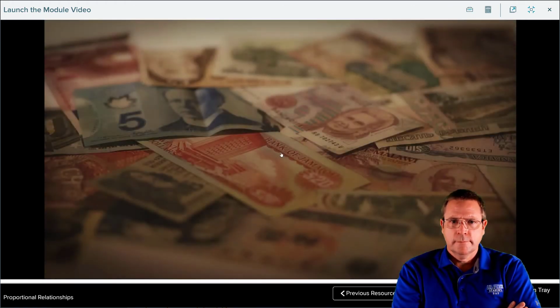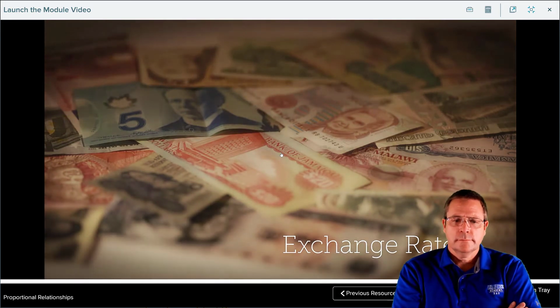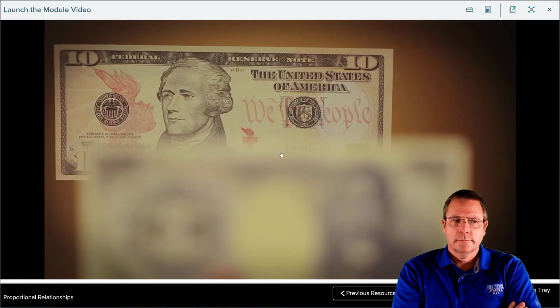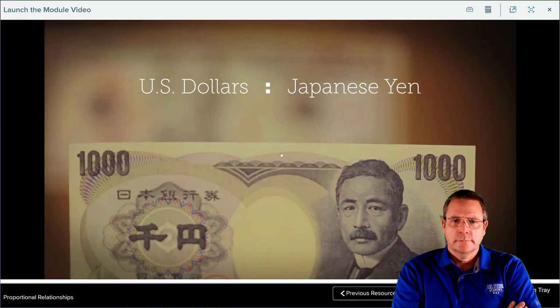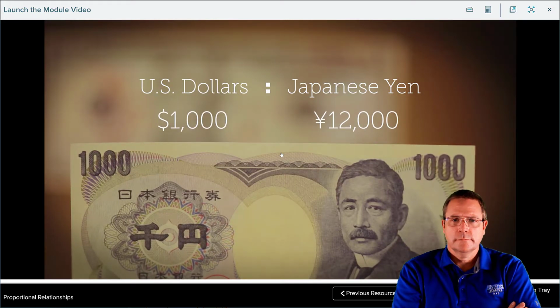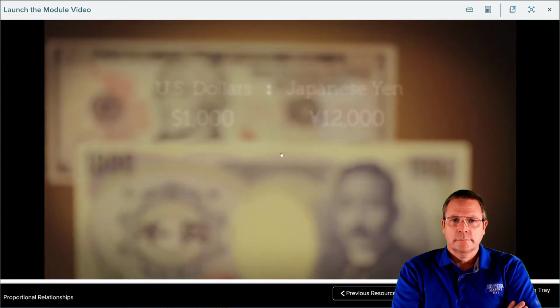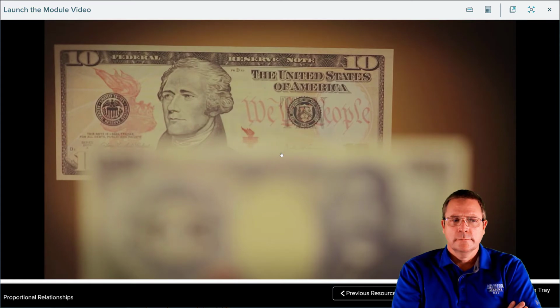In the world of finance, exchange rates also exhibit this kind of special relationship. Suppose you wanted to convert US dollars to Japanese yen. For a given exchange rate, it doesn't matter if you convert $10 to Japanese yen or $1,000 to Japanese yen. You'll use the same rate. Why is this important? You can easily determine the amount of Japanese yen that would be equivalent for any amount of US money, if you know the exchange rate.